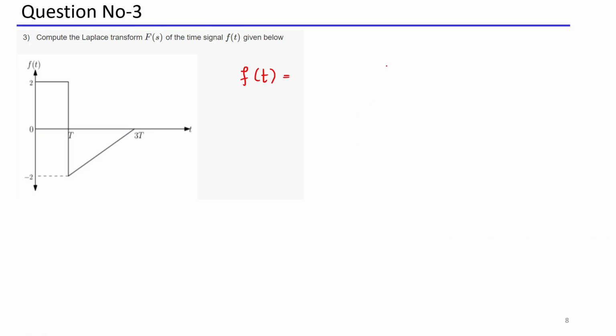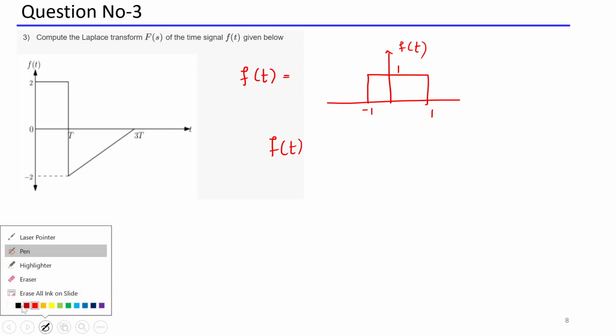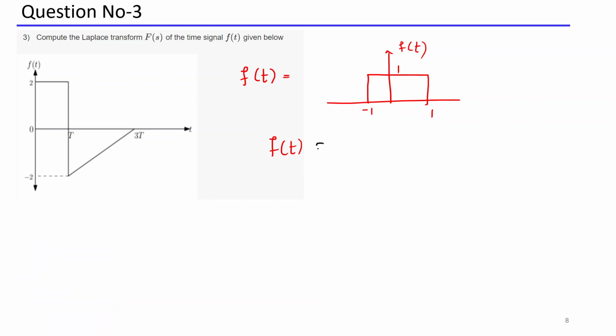Let me give an equation to you, sir. Let's say a simple equation. This one is minus 1, this one is 1, this is 1. So this is signal f. Sir, for this f of t, can you write the equation? F of t is how much? So it's u of minus t minus u of t, sir. Okay, sir. I think u of t minus 1.